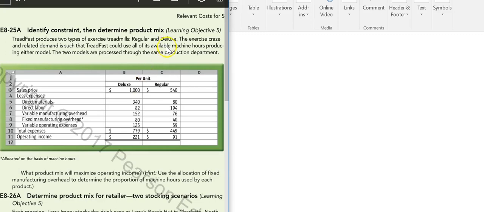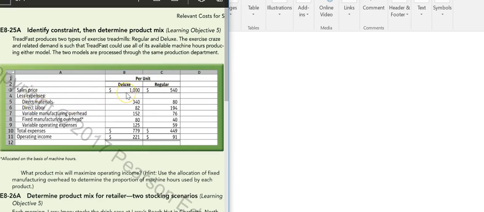And definitely one of the important factors for producing these machines is the machine hours. Since they have huge demand, they could use all of their available machine hours for producing either of these models. Both of these models are highly demanded and they could spend all of their resource constraint, which we see here is machine hours, either to produce deluxe or to produce regular, and they will be able to sell that. So here you will see the production information.